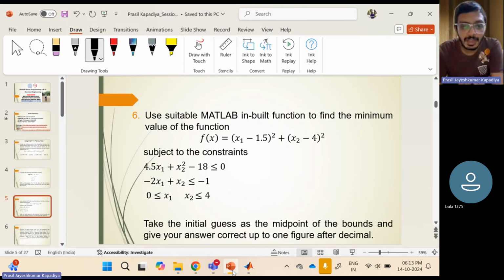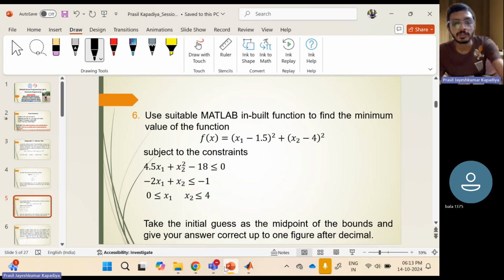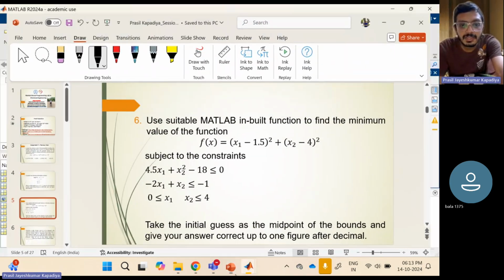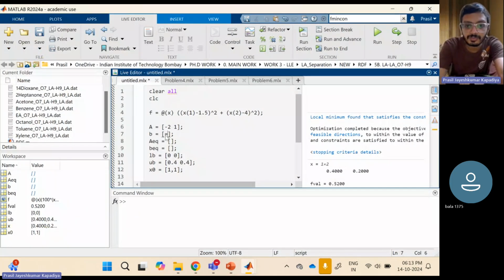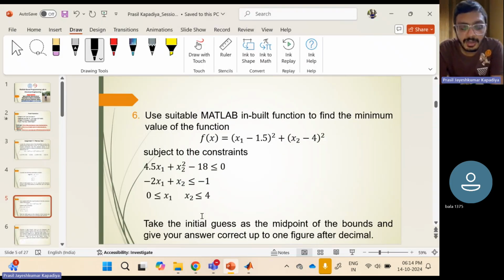Now here I have the values of a and b. So the constraint is minus 2 x1 plus x2 is less than or equal to minus 1. So my a is minus 2, 1, and my b is minus 1. Correct? Now here we don't have Aeq, beq terms, so we'll leave those. My upper bound is 0, 0 and lower bound is 0, 0.